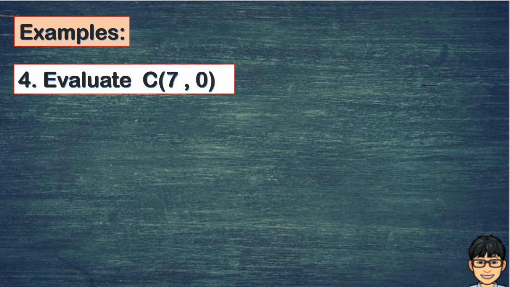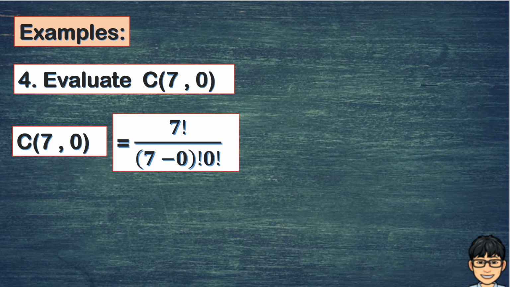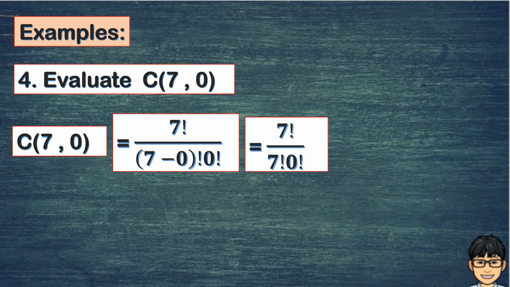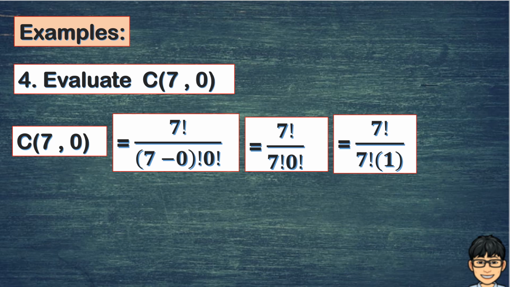Okay, let us have example number 4. Evaluate 7 select 0. Again, using the formula, we have 7 factorial all over the quantity of 7 minus 0 factorial times 0 factorial, which is also equal to 7 factorial over 7 factorial times 0 factorial. Again, sabi natin, 0 factorial is always equal to 1. So we have 7 factorial over 7 factorial times 1.